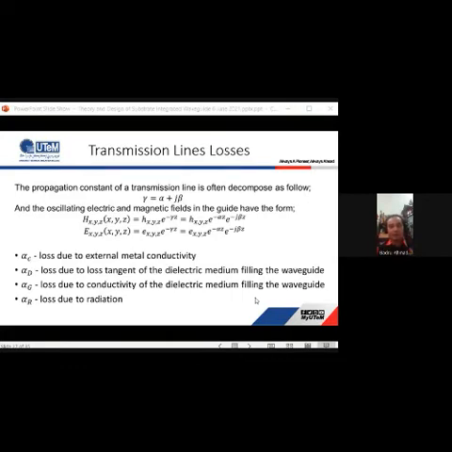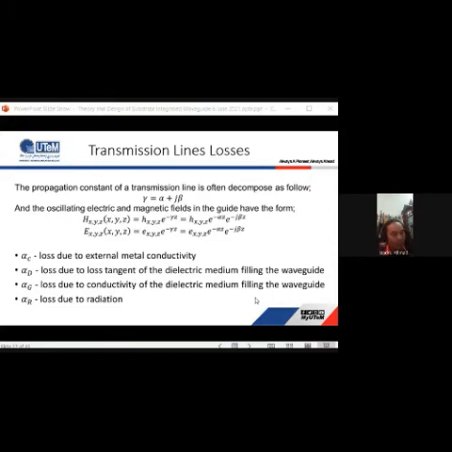For example, we are talking about the common losses that we face in microstrip. We have alpha c, alpha d, alpha g, and alpha r. Alpha c is the loss due to the external metal conductivity, alpha d is the loss due to the loss tangent in the dielectric filling, alpha g is the loss due to the conductivity of the dielectric medium filling, and alpha r is the loss due to radiation.